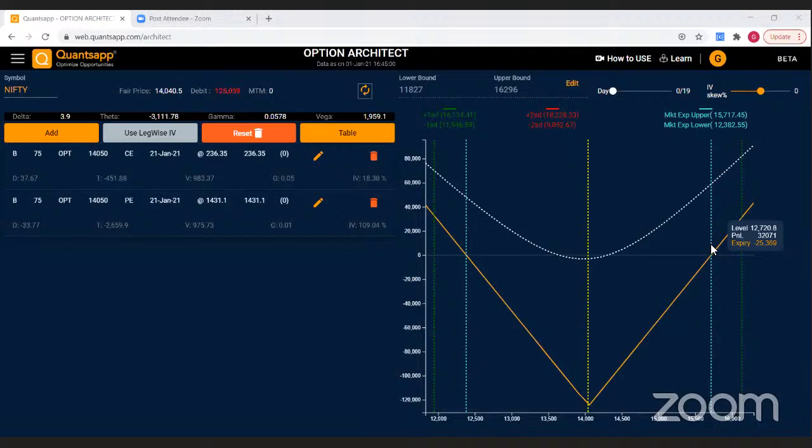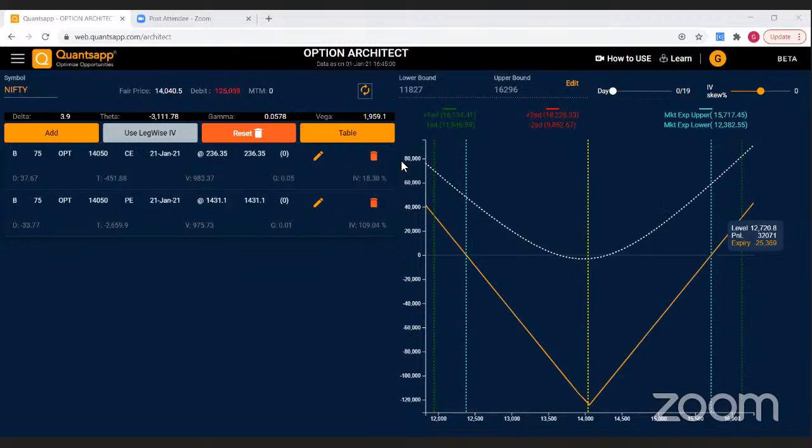I would say we have completed 65% of the Option Architect, where we have seen that you can create any of your custom strategy. We have seen how you can add the legs, how you can see the Greeks, and then we have seen the option payoff and how to read it. This is the payoff for the particular day, and this is the payoff for your expiry.